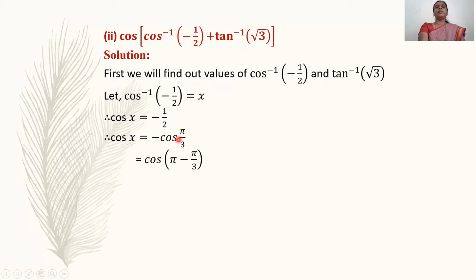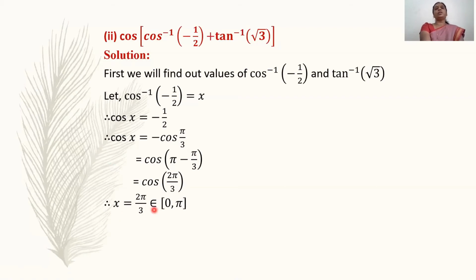Now, we will use the allied angle table here. For this pi by 3, I will keep pi minus pi by 3. We know the formula cos pi minus theta is minus cos theta. We will use that formula, and for this minus cos pi by 3, I will keep cos pi minus pi by 3. After simplification, this will be cos 2 pi by 3. Now, if I compare these two equations, I will get the value of x as 2 pi by 3.